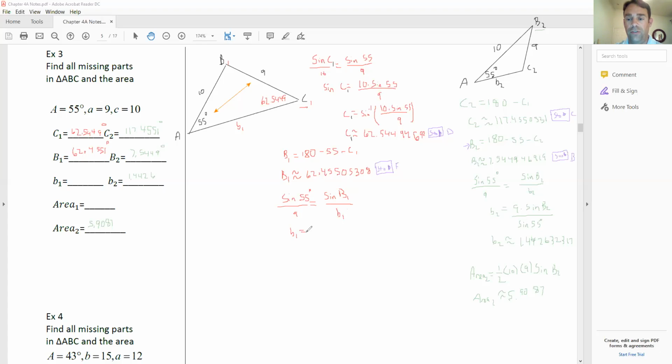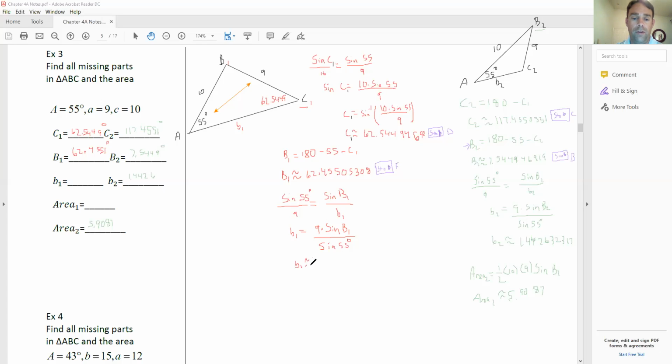And notice it's the exact same order as what we did before. It's just we're using the values for triangle 1, not triangle 2, because again, it was the perfect storm that hit. We had the ambiguous case show up. All 3 things were met.